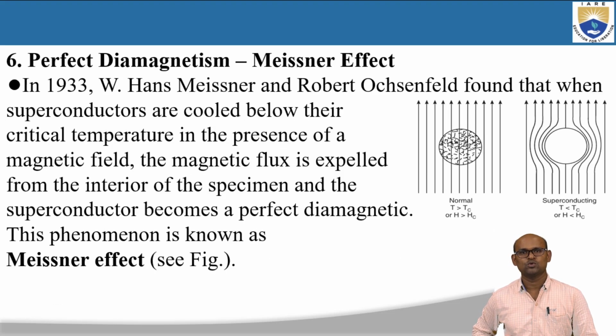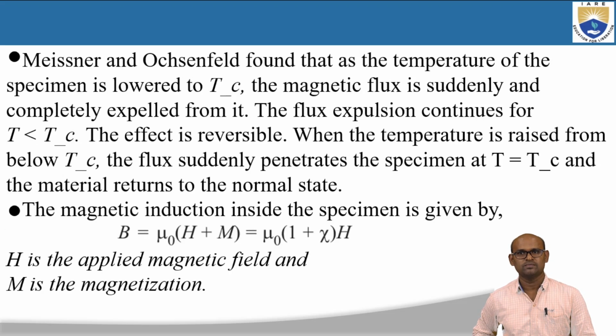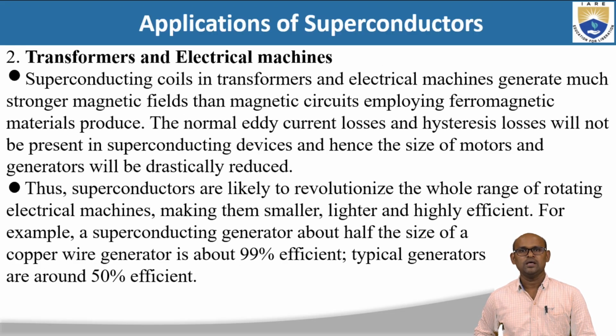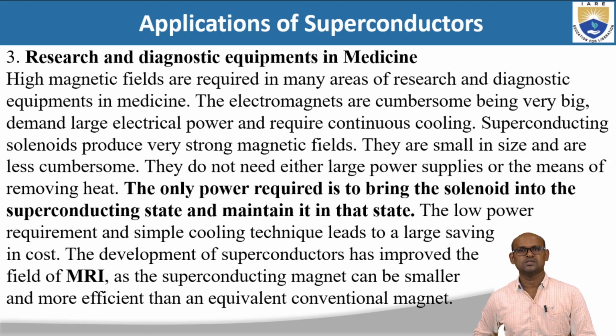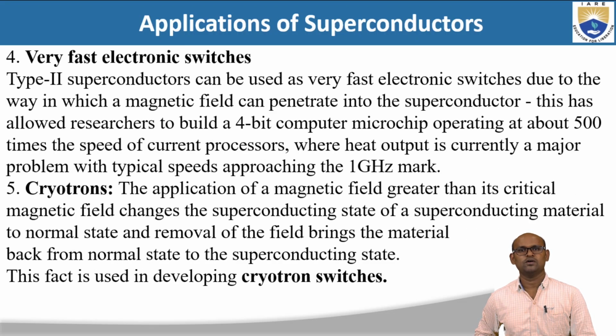The last property of superconducting material is the Meissner effect, and we have discussed it many times now. Now the applications. Superconductors are used in many applications in medicine, as well as in transformers and electrical machines, research and diagnostic equipment in medicine, and very fast electronic switches. We can also use them as cryotrons.